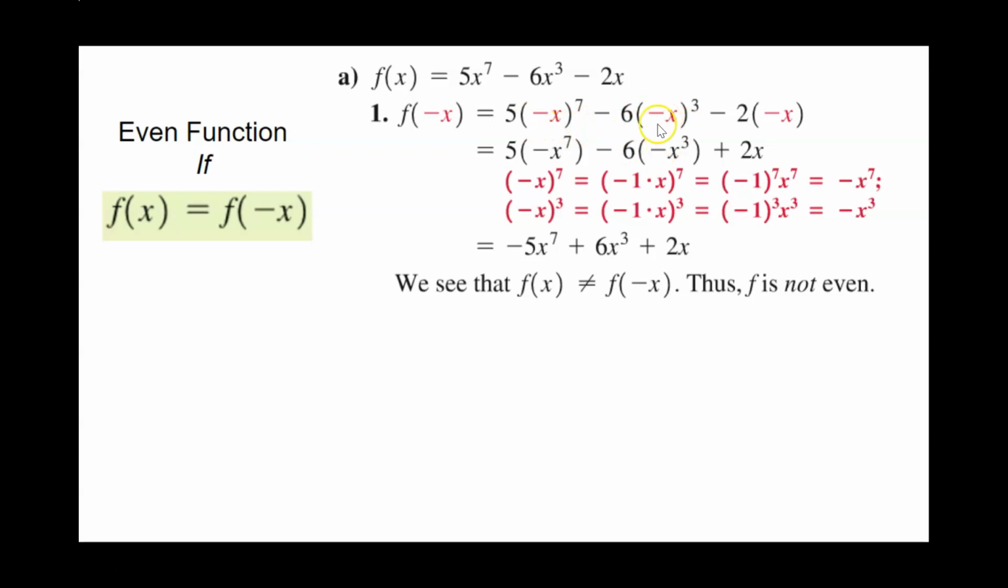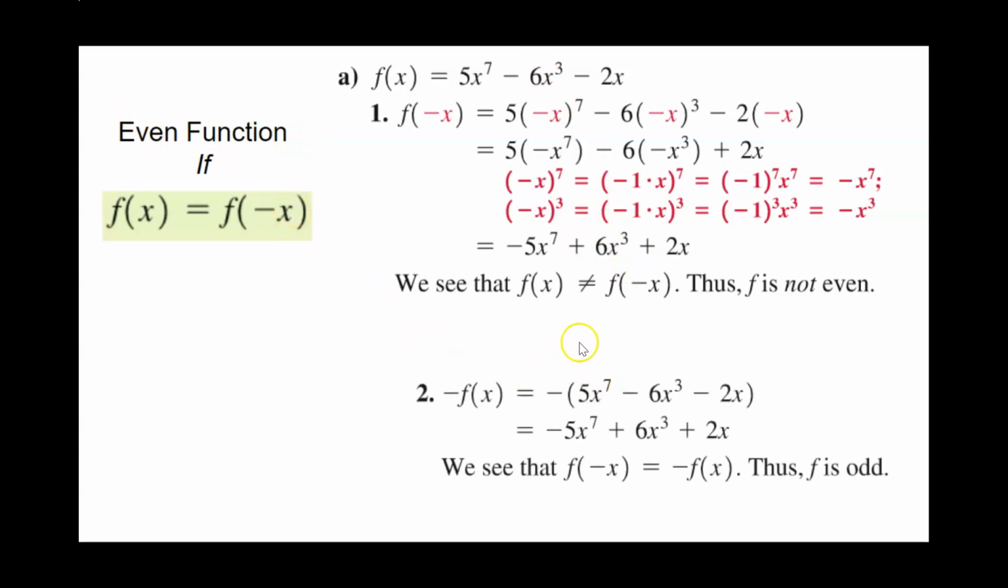Same thing for this one. If I have a negative and I raise it to an odd power, it remains a negative, and this negative tacked on with this negative makes it a positive. So the negative we replaced here and this negative give us a positive 2x. Looking at this problem, it does not look like our original problem, because I have a positive, a negative, and a negative, and this one's a negative, positive, positive. Since these don't match, we know that this function is not even.